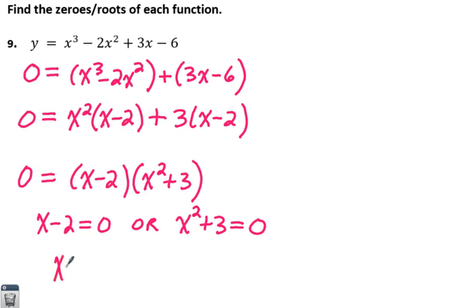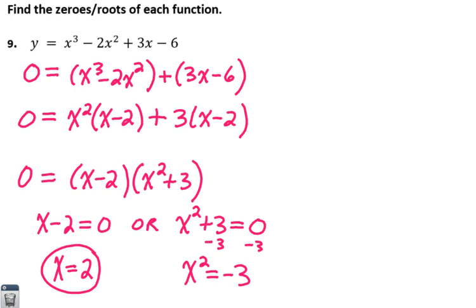This one, piece of cake, solve for x. You would subtract 3, and you'd end up with x squared equals negative 3. And so when you take the square root of both sides, you have this negative in here, which is going to come out as an i. Don't forget the whole plus or minus.